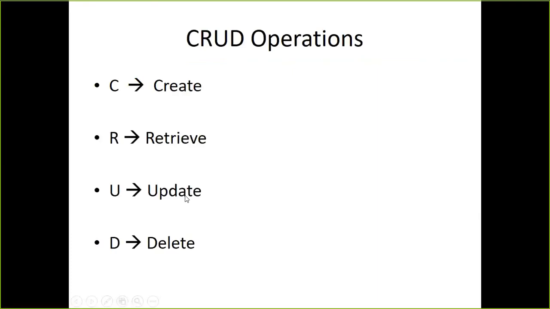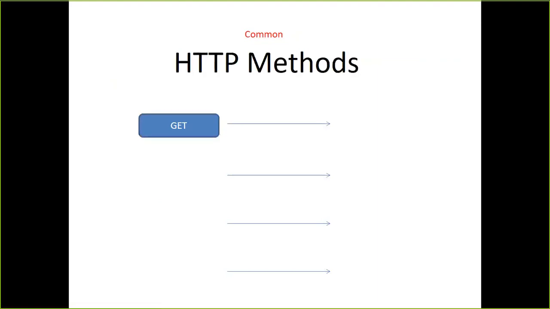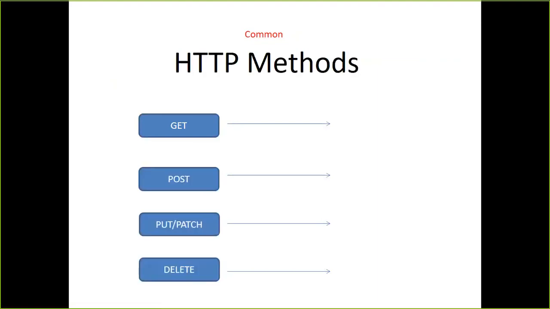Are you aware of these? These are the basic CRUD operations. Corresponding to these CRUD operations, when we make REST API calls, those calls are made through HTTP methods: get, post, put or patch, and delete, which are equivalent to retrieve, create, update, and delete.